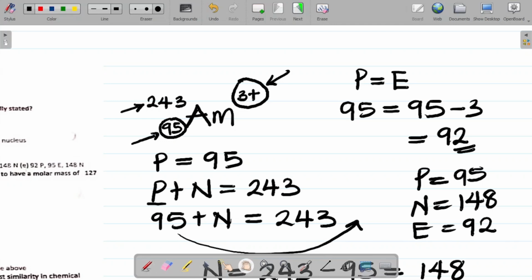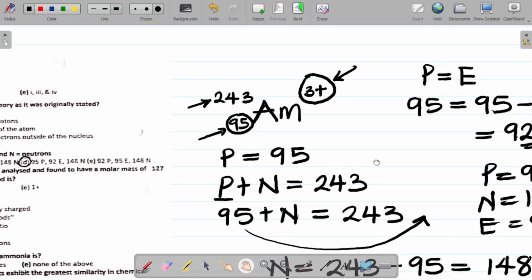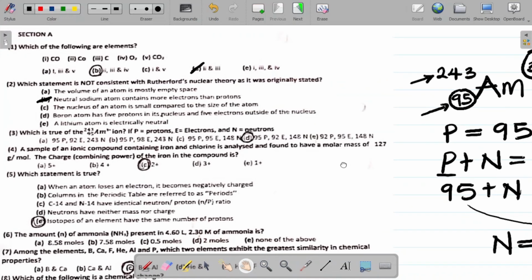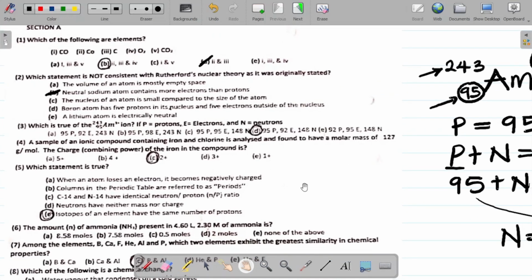So let's see the option that matches this. From this, we can see that the option that matches this is option D. Option D says 95P, that's 95 protons, which is correct. 92E, which is 92 electrons, which is correct. And then 148N. So D is the correct option. That's it.